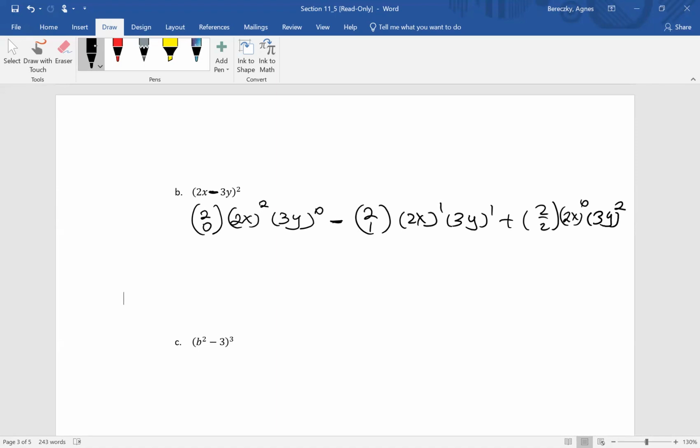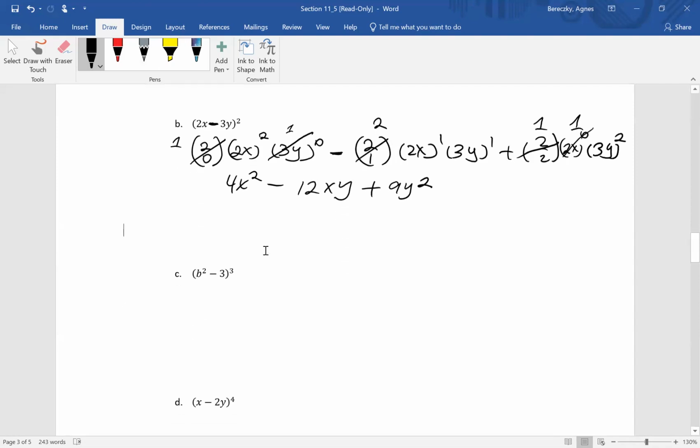So again, this is a 1, this is a 1. Remember, you have to square this: 4x squared minus, this is a 2, and then 2 times 2 is 4, times 3, 12xy. And then, this is a 1, this is a 1, so 9y squared. It gets a little more time consuming when we have to the third or the fourth power, so we will have a few examples just to practice.